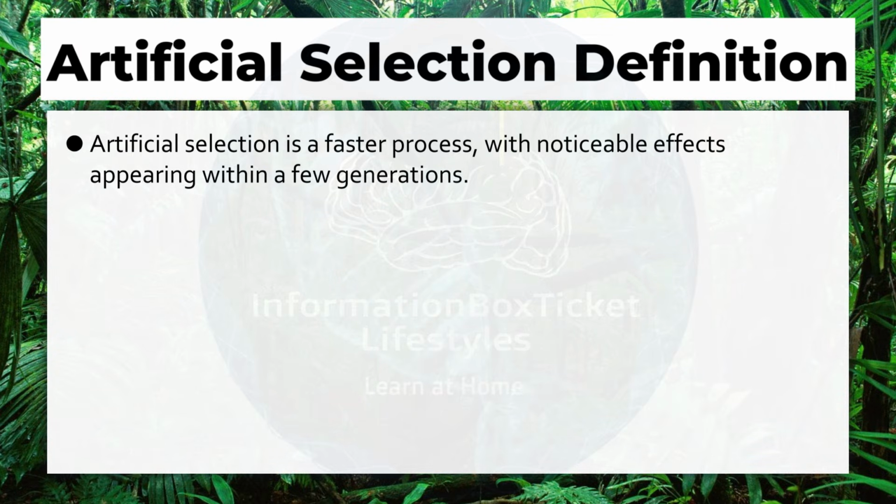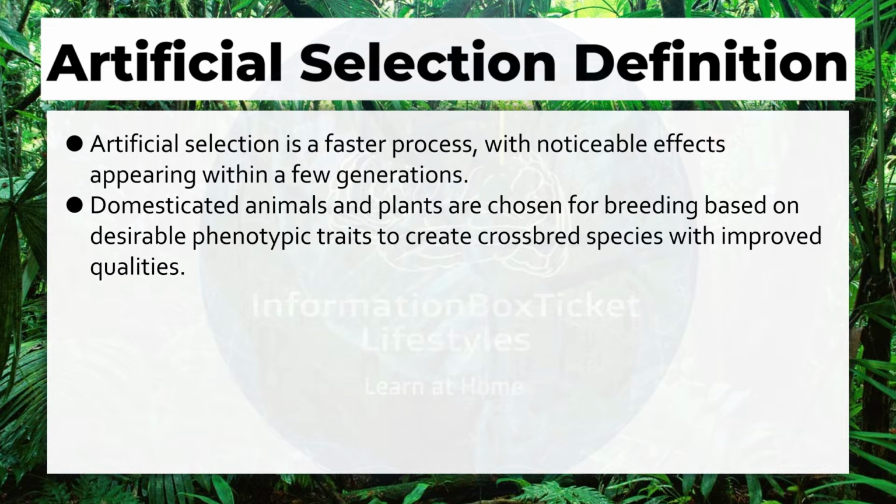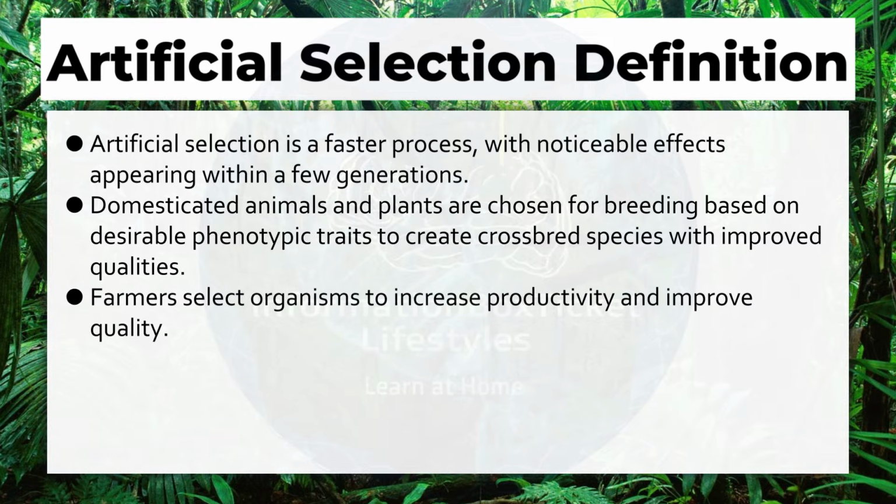Artificial selection is a faster process, with noticeable effects appearing within a few generations. Domesticated animals and plants are chosen for breeding based on desirable phenotypic traits to create crossbred species with improved qualities. Farmers select organisms to increase productivity and improve quality.